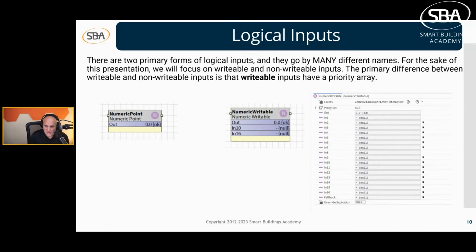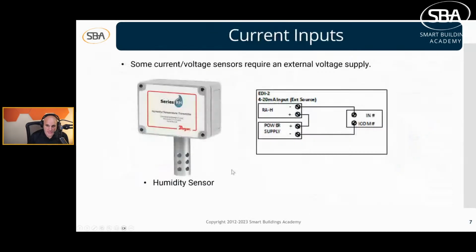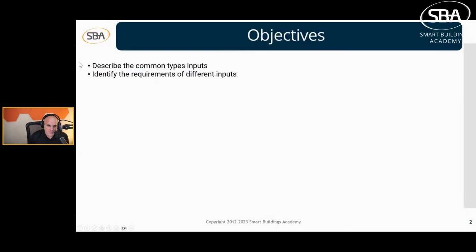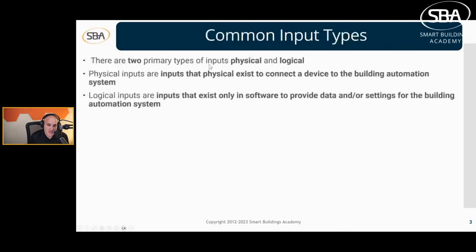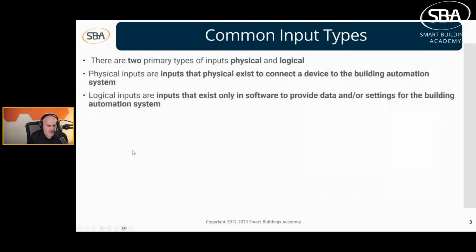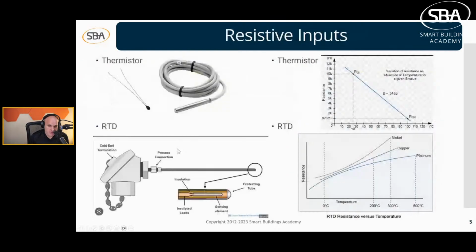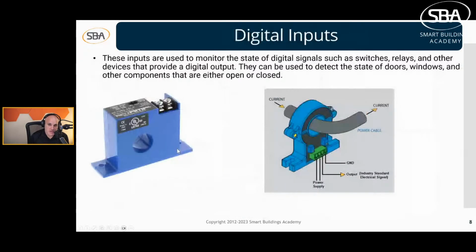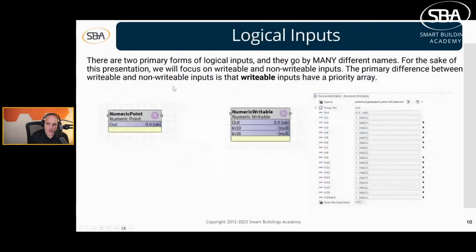All right. So there you have it in a nutshell. Those are inputs. I started off this episode with saying that you'd be able to describe the common types of inputs. So you should be able to describe that there are physical and logical inputs, that there are resistive, voltage, current, contact, and pulse inputs, and you should understand why and how and when you use those, even if you don't understand exactly how to implement them. You should also understand that there are logical inputs and that those logical inputs are either writable or non-writable, and that the writable inputs are writable because they have a priority array.